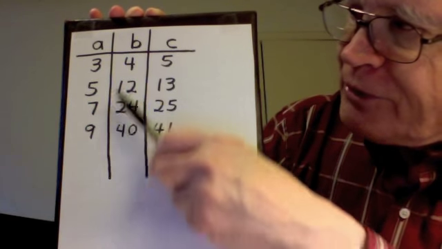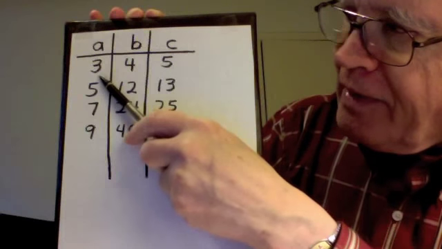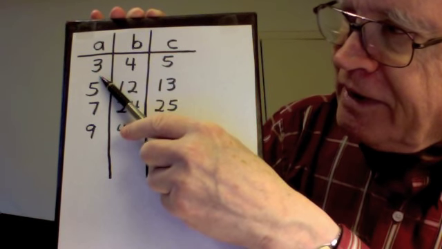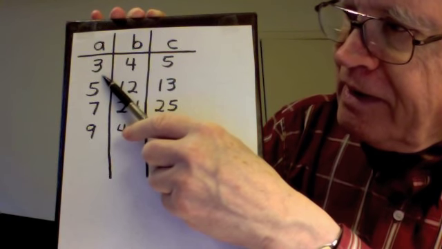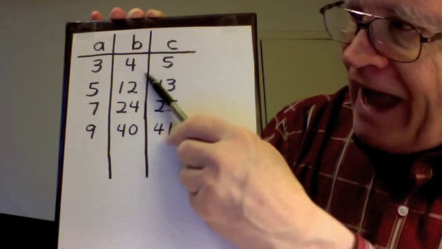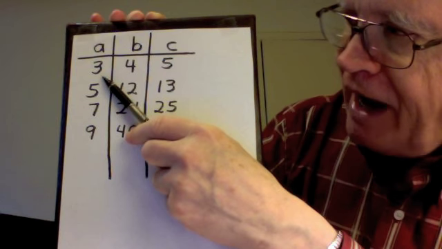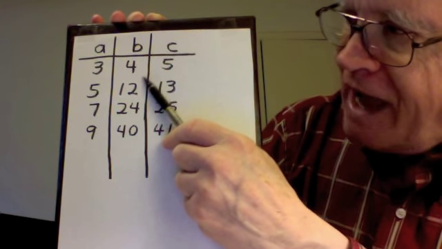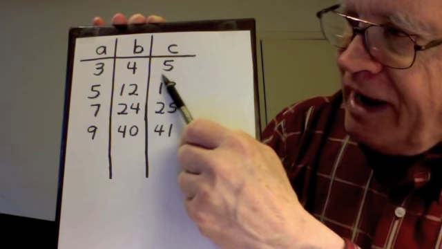So what can we do to 3 to get 4 and 5, to 5 to get 12 and 13, and so on? If I square the 3, I get 9. If I divide 9 by 2, I get 4.5. I subtract a half from that and I get 4. I add a half to that and I get 5. That is, 3 squared is 9. 9 divided by 2 is 4.5. 4.5 minus a half is 4. 4.5 plus a half is 5. And it works in all the others.